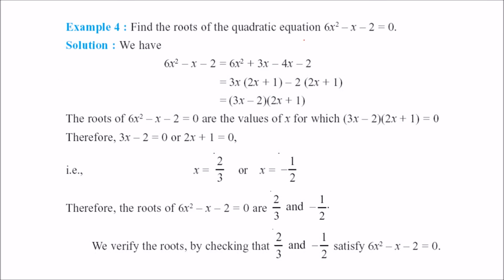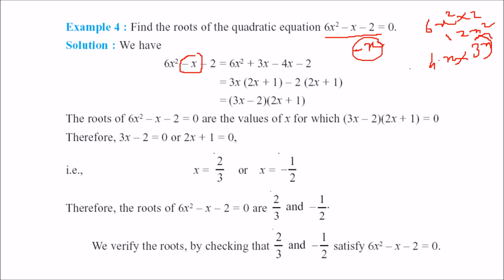Now we have to find out the roots of the quadratic equation 6x square minus x minus 2. As I said, this has to be written so that the two terms which make minus x, when they are multiplied, have to be equal to 12x square. So how can we write it? We know that 4x and 3x will give you minus x, and 4x and 3x multiplied gives you 12x square. So this minus x, how can you get it? 3x minus 4x. So this is going to be minus x, right?